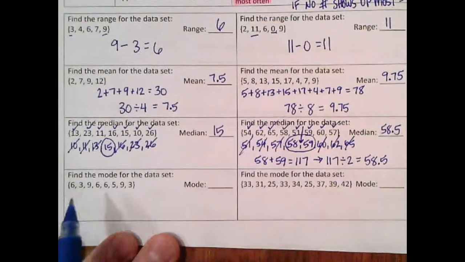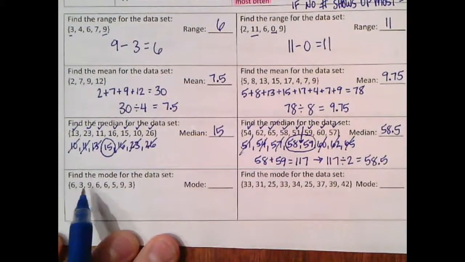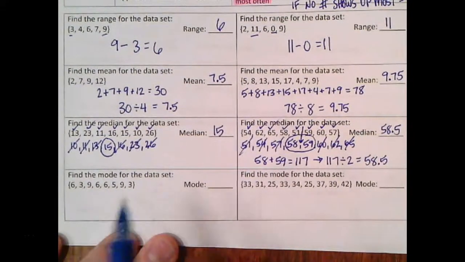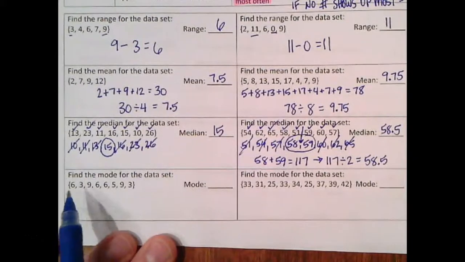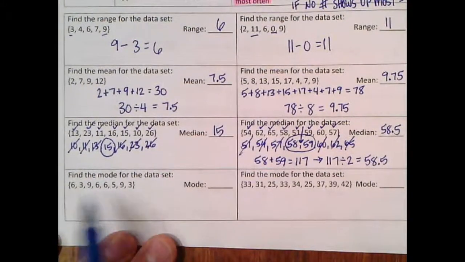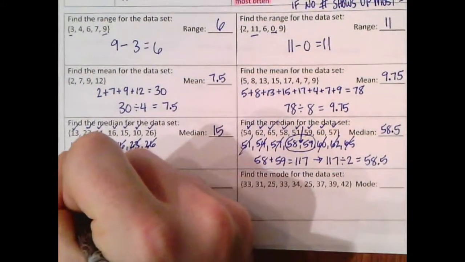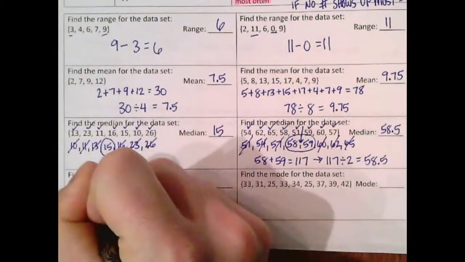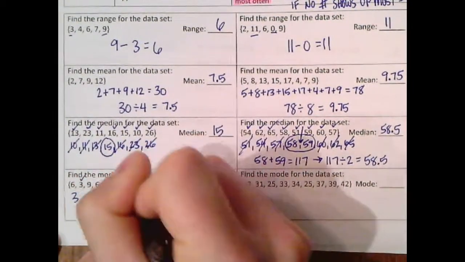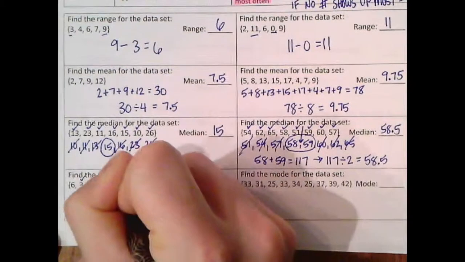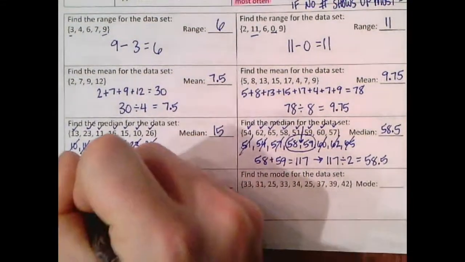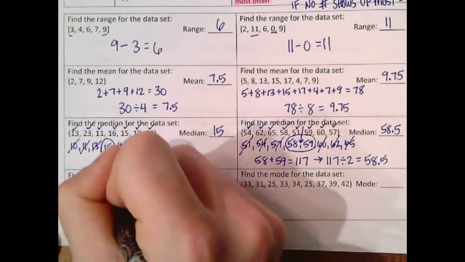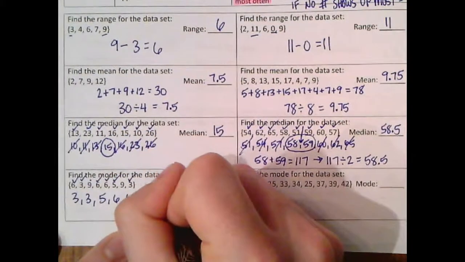Right now I can already eyeball this, and I see a few 6s, a couple 3s, a couple 9s. What I'm going to do, though, is put them all together. That way it makes it easier to see how many there are of each, rather than saying, oh, there's one here, two here. You just simply put them in order. 3 there, 3 there. I got a 5. 3 6s. And 2 9s.